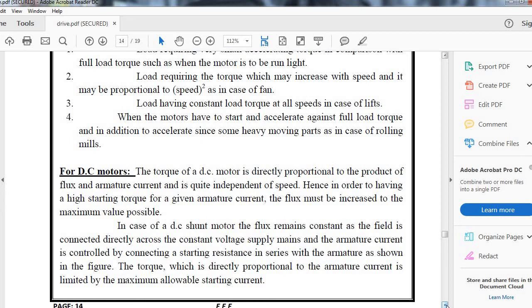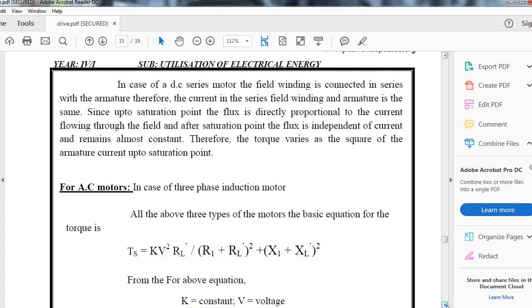In a DC series motor, the field winding is connected in series with the armature, therefore the current in the series winding and armature winding is the same. Up to the saturation point, the flux is directly proportional to the current flowing through the winding, and after the saturation point, flux is independent of the current and remains constant.